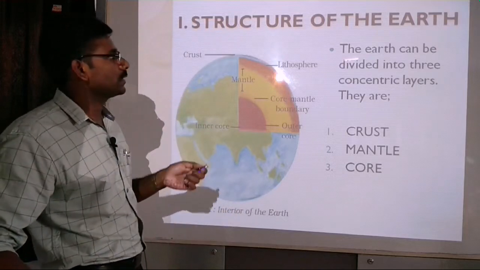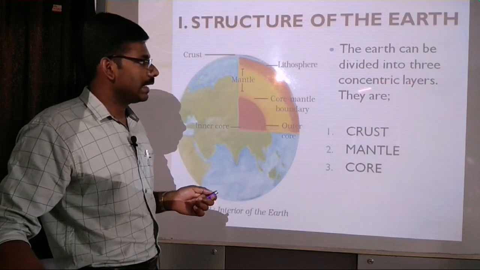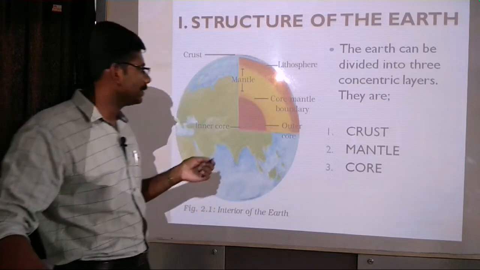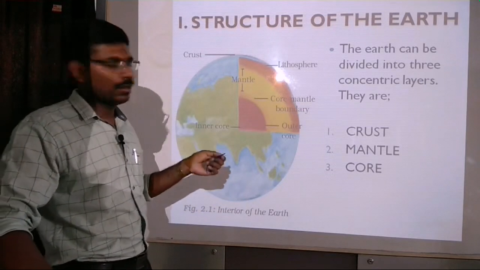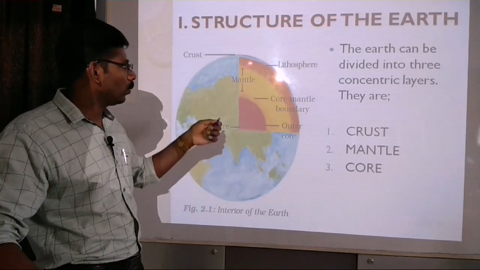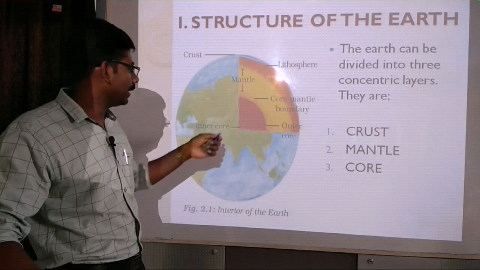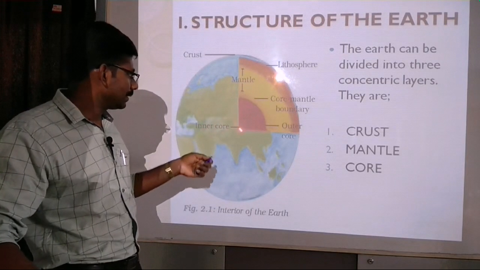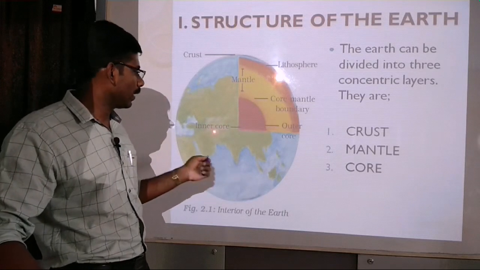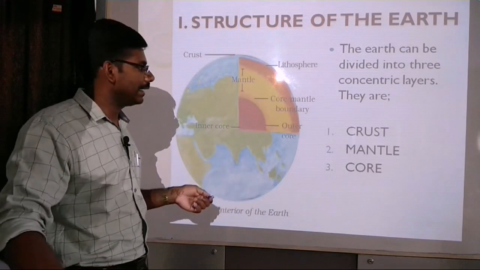First one is the structure of earth. The earth can be divided into three concentric layers. They are crust, mantle and core. In this picture we can see that inside the earth we can find three layers shown in three different colors. The outer layer is called the crust, the middle yellow area is called the mantle, and inside this circle is called the core, where we can find the inner core and outer core. So about all these things we will discuss in the next slide.